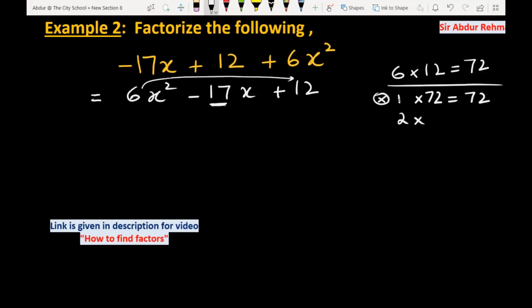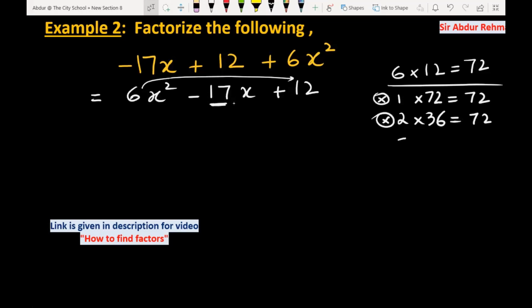2 times 36 is 72 here. By dividing 72 by 2, you get 36. So 36 plus 2 is 38, and 36 minus 2 is 34. Our middle term is 17, so it will also be rejected. Find the next factor.